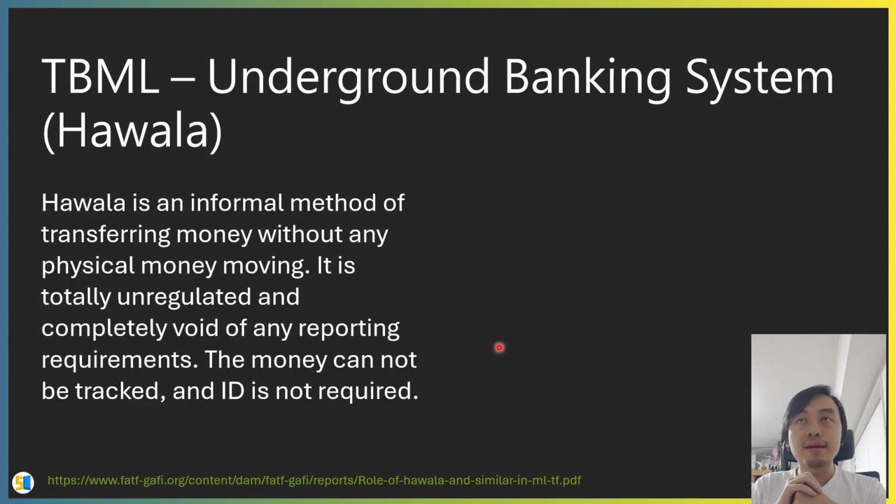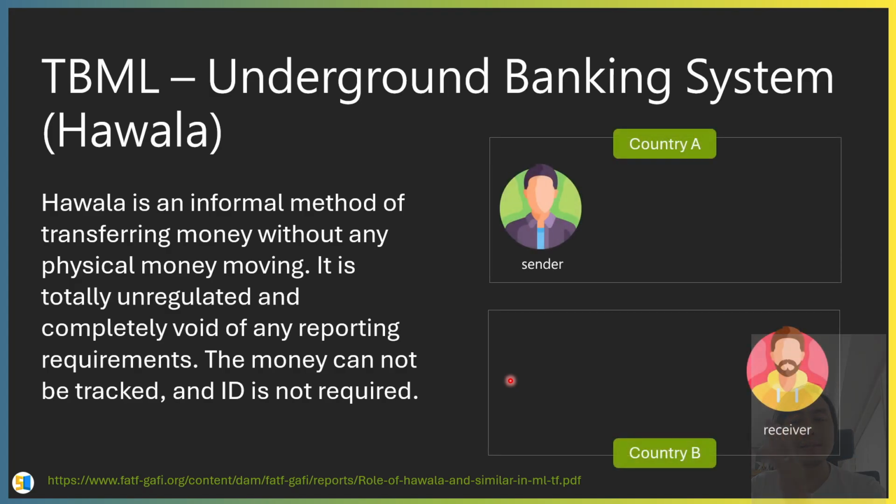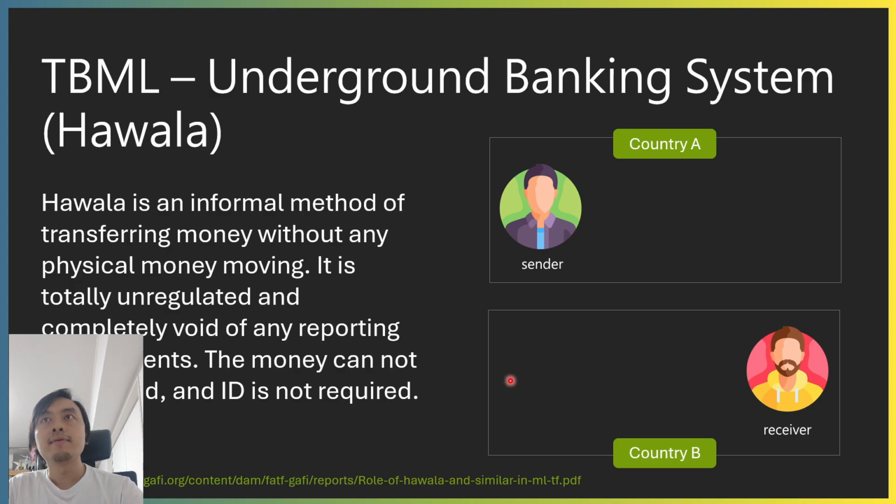Okay, next is underground banking systems, or usually it's called Hawala, or in another country usually called by a different name. So how does it work? It's an informal method of transferring money without any physical money moving. It is totally unregulated, completely void of any reporting requirements. It's basically based on trust, right? This process has existed a long time ago, when there was no bank, right? But this can be exploited for money laundering.